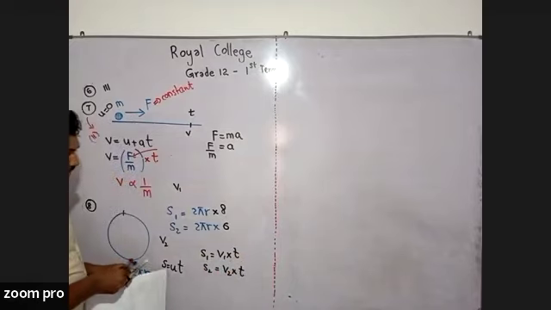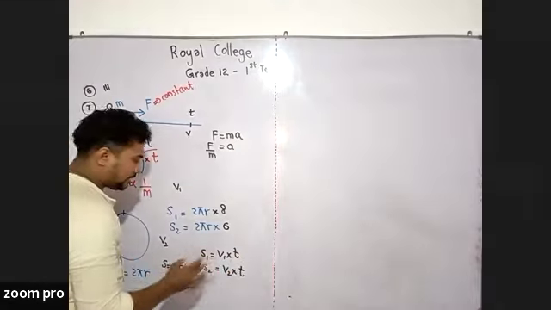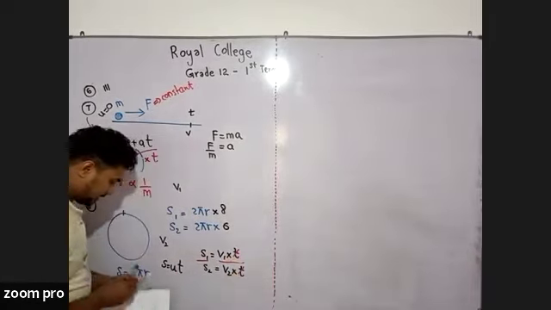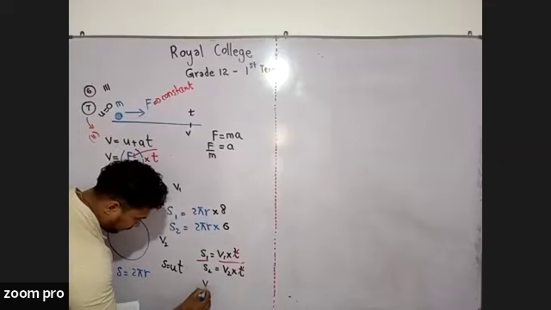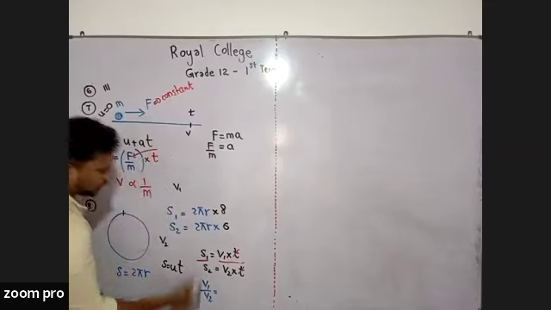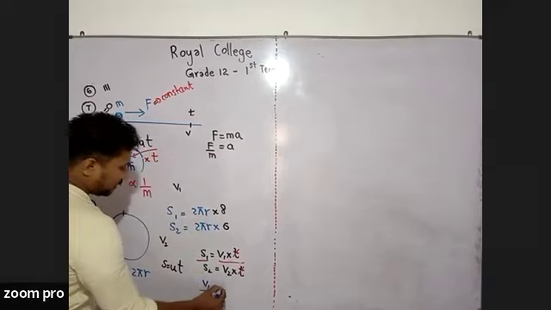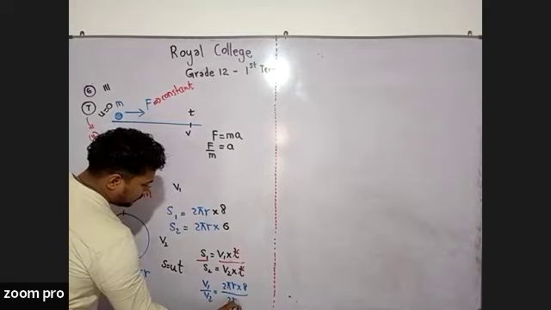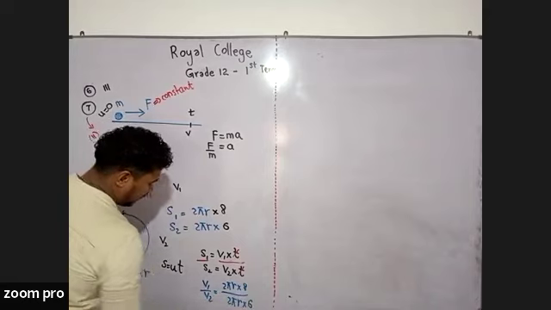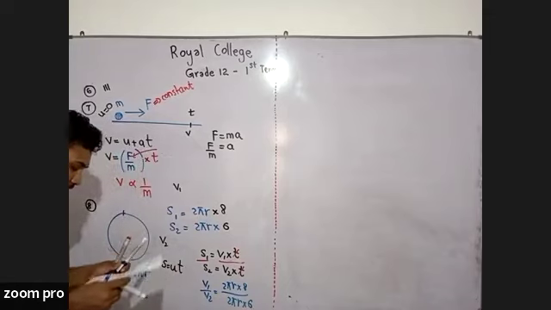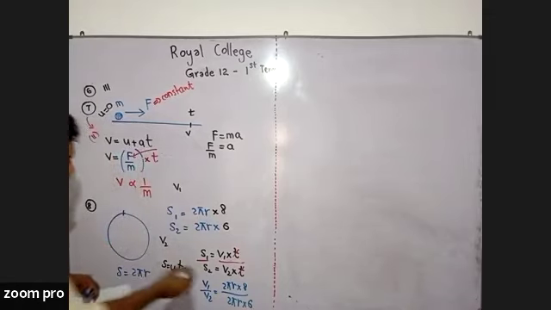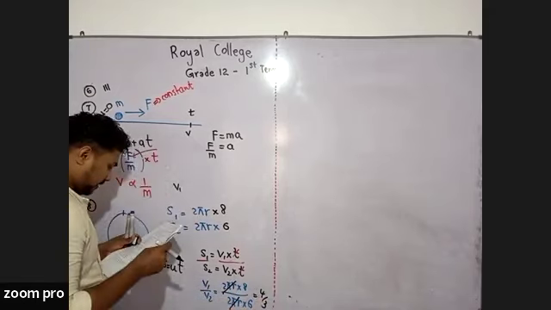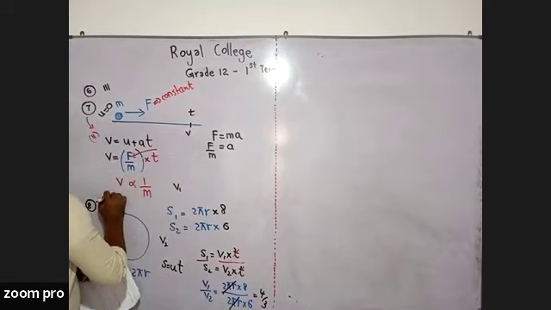Now we all know that the time is equal for both students, right? So if I divide these equations, the t is cancelled. Then v1 over v2 equal to s1 over s2. Now s1 means 2πr into 8, over s2, which means 2πr into 6. These are cancelled, then it equals 4/3. Right. So the answer should be the first one.